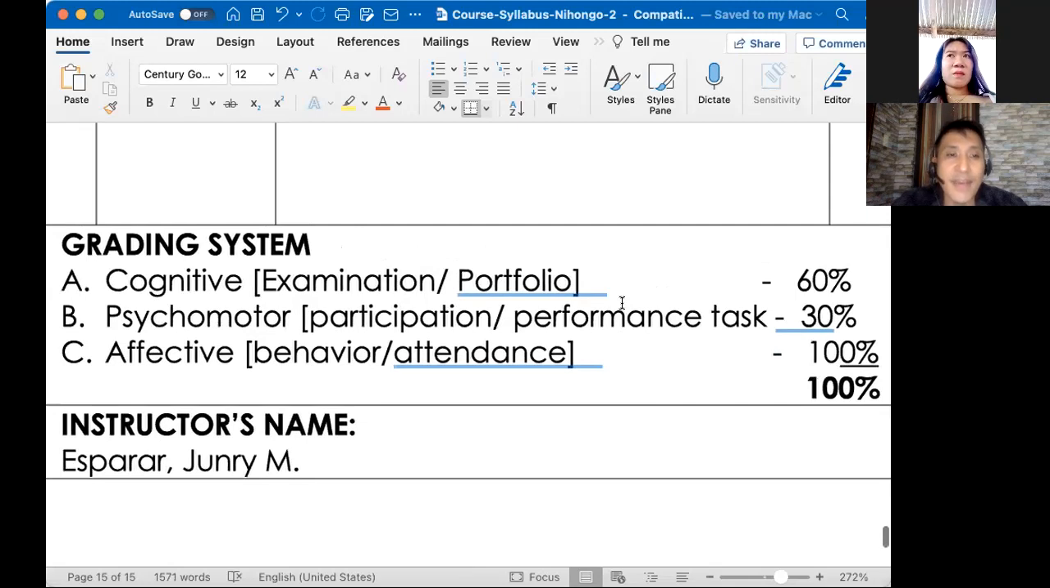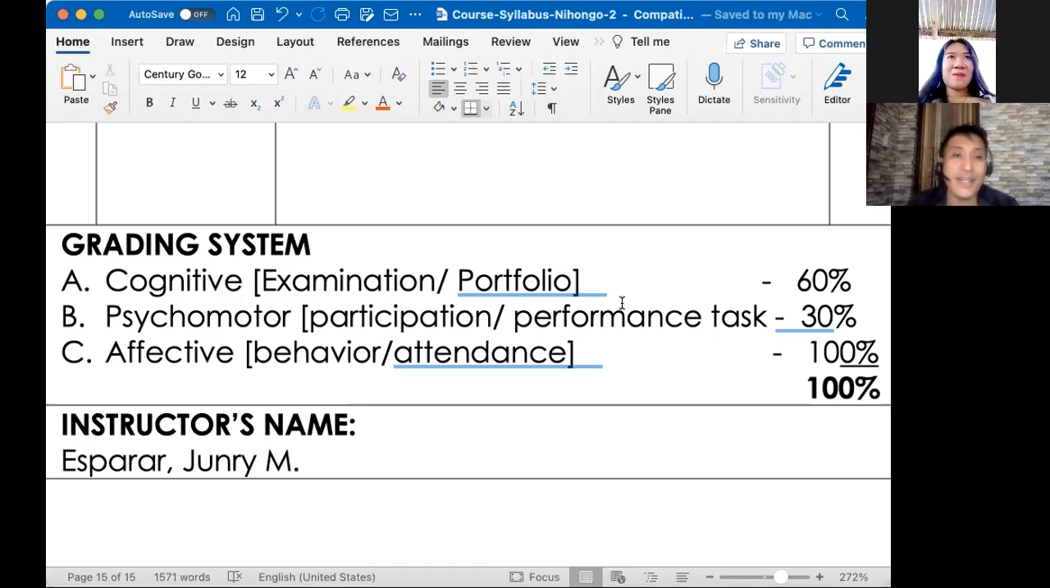And the last is the affective domain. It has also two components. One is the behavior that you are displaying here when you're asking questions. Polite ka ba? Respectful ka ba? No? Sa teacher mo, sa kaklase mo, even on the Messenger.